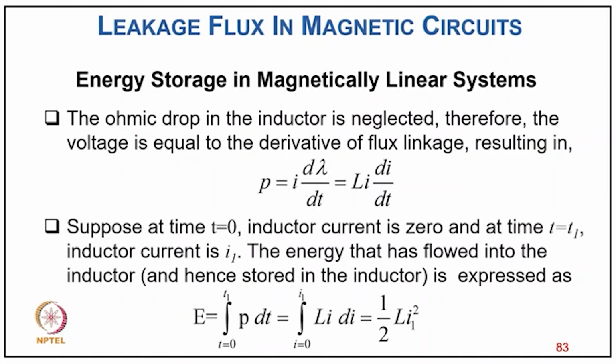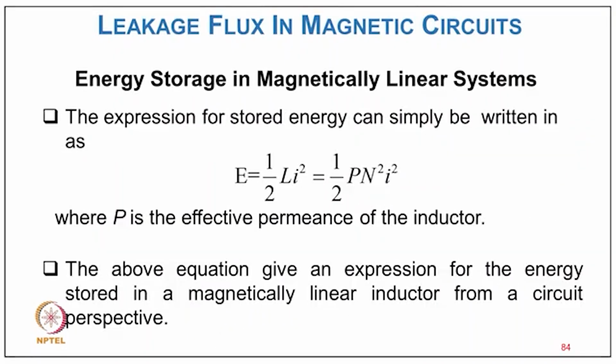So suppose at time t equal to 0 the inductor current is 0, and at time t equal to t1 the inductor current is I1. The energy that has flown into the inductor, and hence is stored in the inductor, is expressed as the integral from 0 to t1 of p dt, or the integral from 0 to I1 of Li di, and it is equivalent to half Li squared in a linear magnetic circuit.